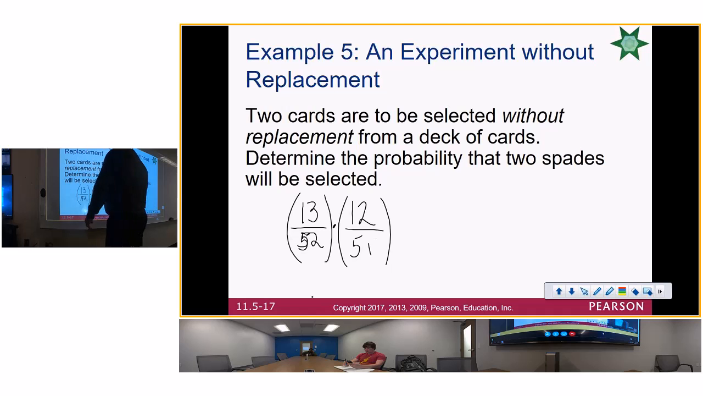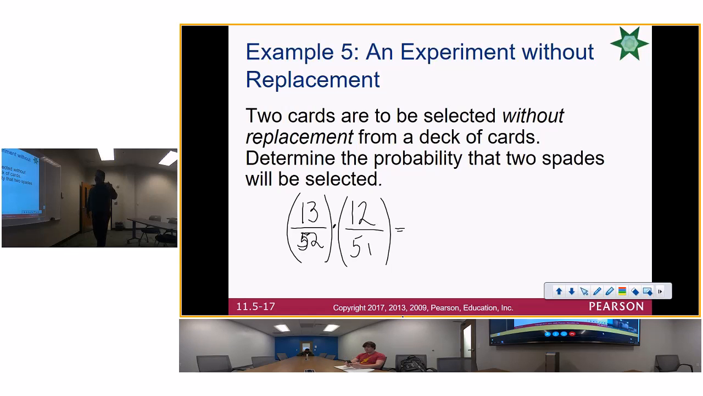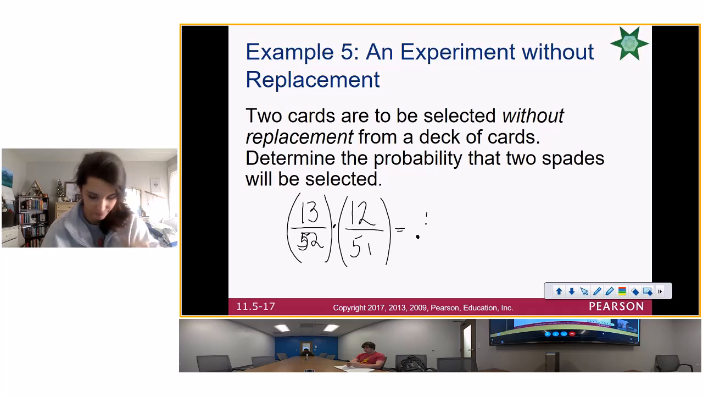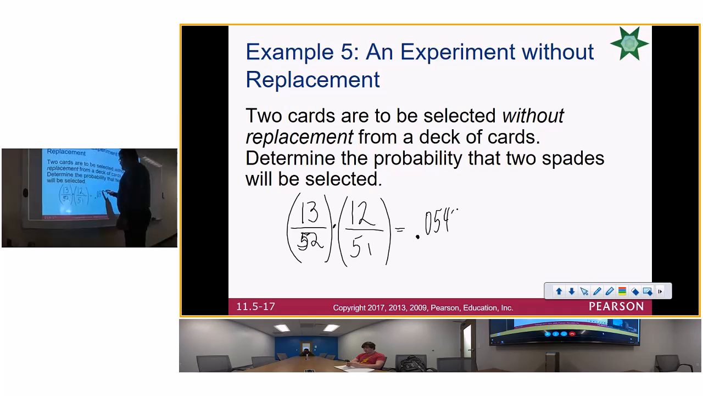Somebody do that for me. Parentheses 13 divided by 52, close parentheses, times parentheses 12 divided by 51, close parentheses. Give me 4 digits. 4 decimal places. 0.0542. Low probability, which means high odds.